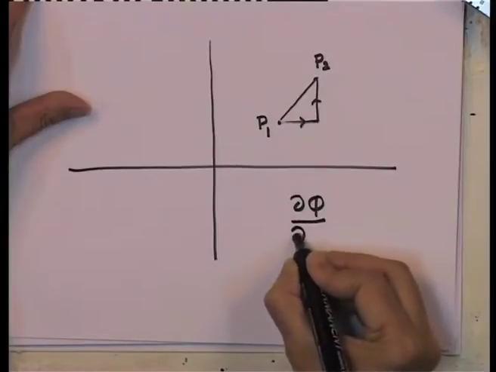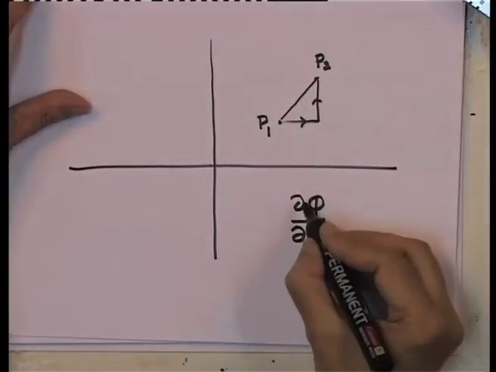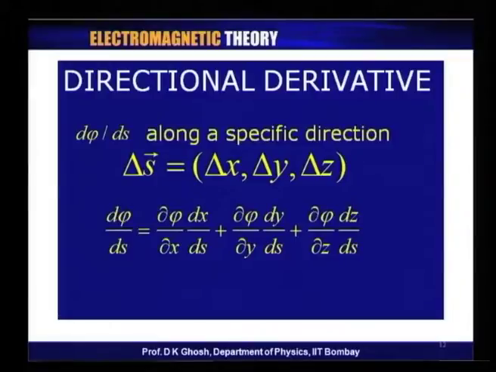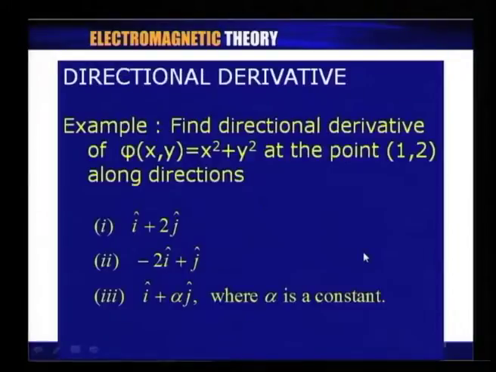del phi by del x. Some people call it partial phi with respect to x, meaning move along the x direction keeping y and z constant. So, d phi by ds is partial with respect to x, and of course, then I need to multiply with dx by ds, plus partial with respect to y, dy by ds, plus partial with respect to z, dz by ds. Okay? So, that is my definition of a directional derivative.